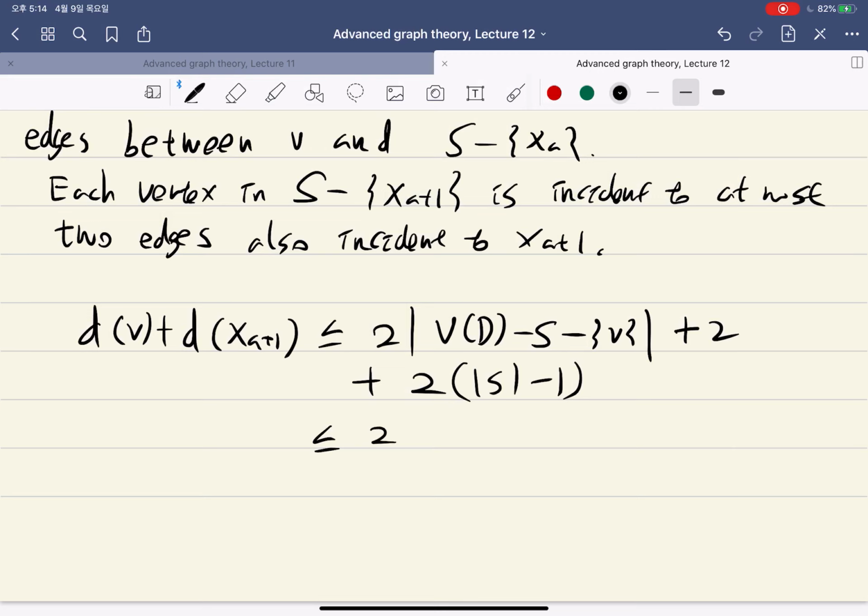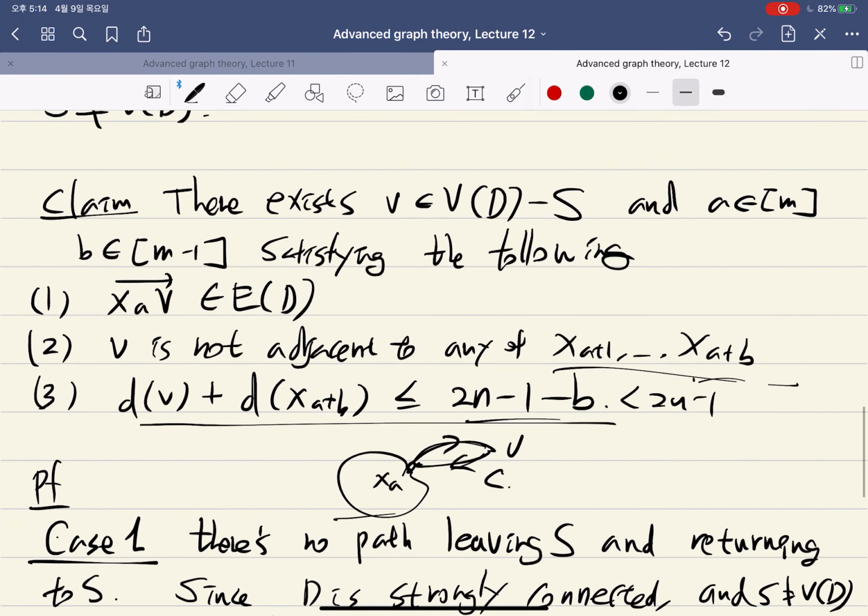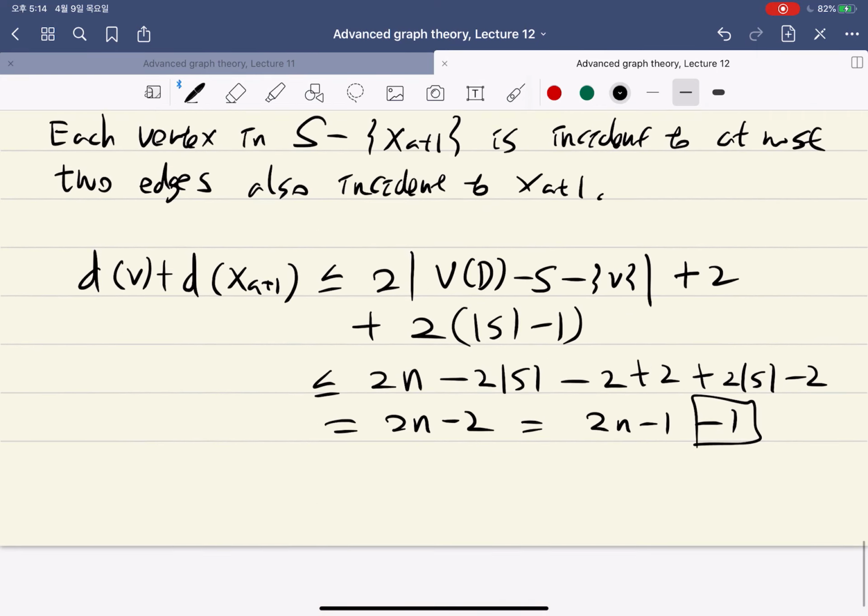So that's 2n minus 2 size of S minus 2 plus 2, plus 2s minus 2. Then this is 2n minus 2, which is 2n minus 1 minus 1. So this is B. So it shows that this claim holds with B equal 1. This is the case 1.